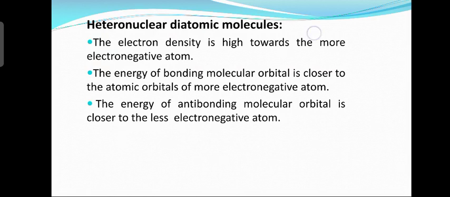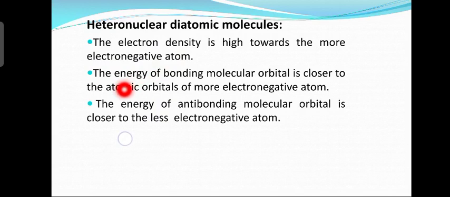Now, what do you mean by a heteronuclear diatomic molecule? In these molecules, two different atoms will be present. One will be more electronegative, the other one less electronegative. Therefore, in heteronuclear diatomic molecules, the electron density will be more towards the more electronegative atom, or it will be shifting towards the more electronegative atom.